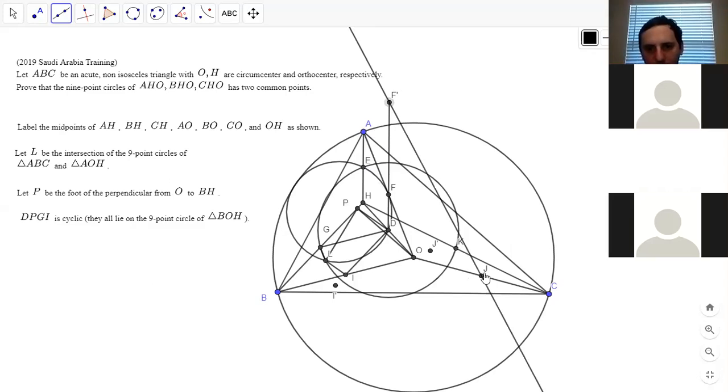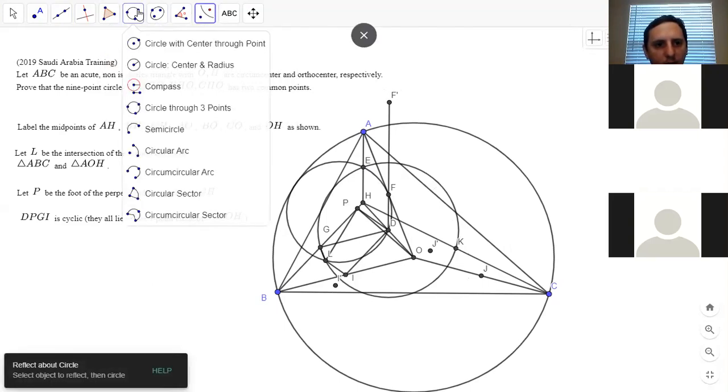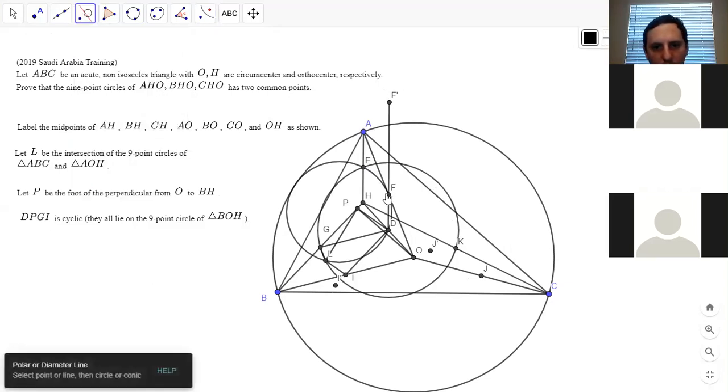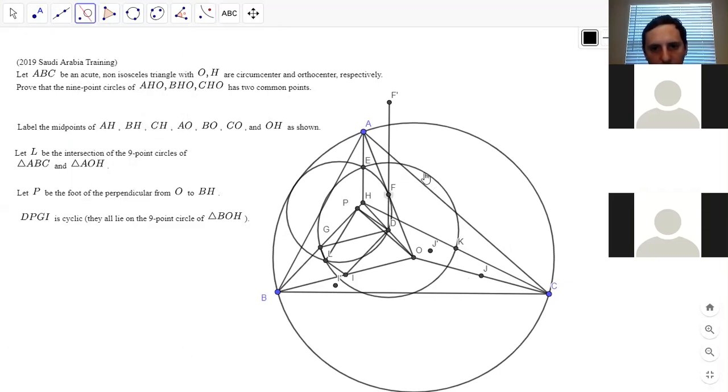So you can see that f and f prime are inverted about circle D. So f prime must lie on the polar of f. Can you draw the polar of f, I mean the line polar of f prime? Yeah, hold on one sec. So here's the polar of f. f prime.